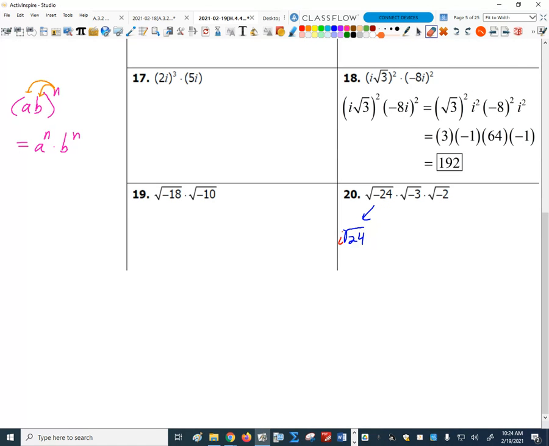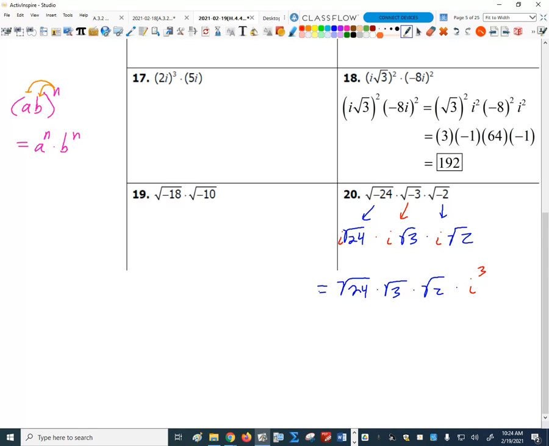Okay, so there's how the first one breaks up. This guy right here is going to break up into i times the square root of 3 times i times the square root of 2, right? And so if I reorganize all that stuff, that just equals the square root of 24 times the square root of 3 times the square root of 2 times i cubed.